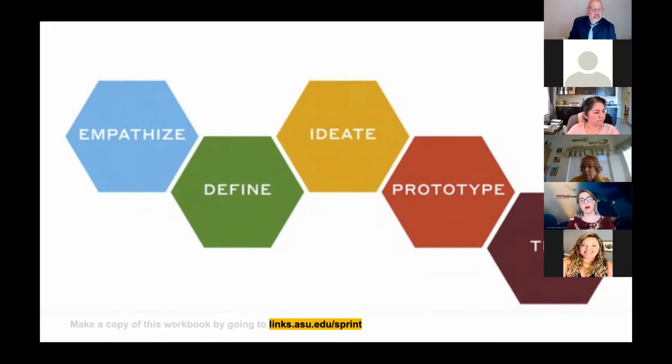Prototyping, that's where we come up with some sort of a model or some kind of concrete solution, not a final solution or product, but a first draft solution. And testing, that is where this draft idea or solution can be tried out so that we can learn what works and what doesn't.